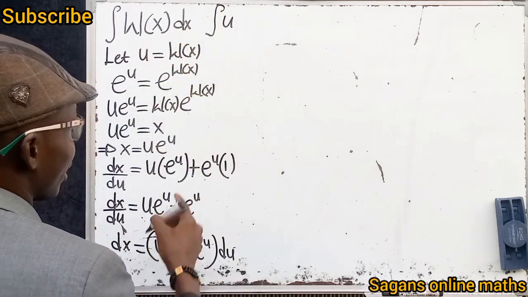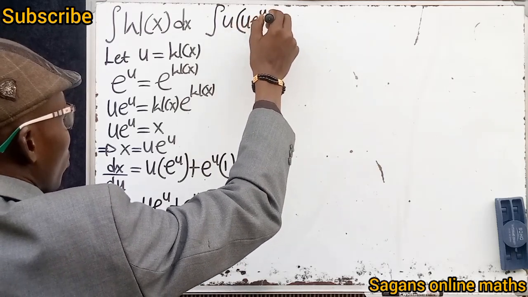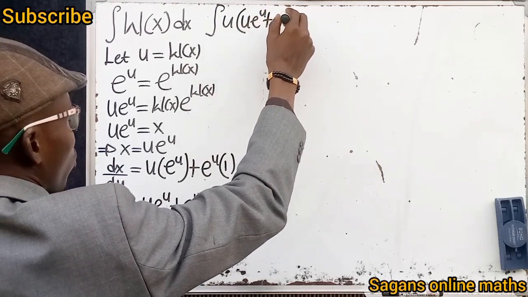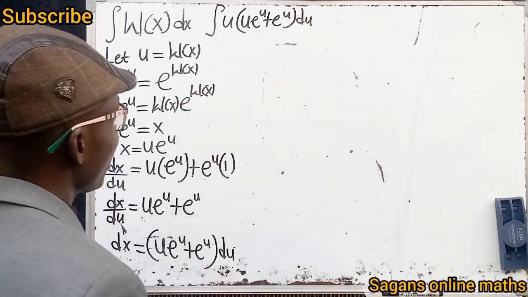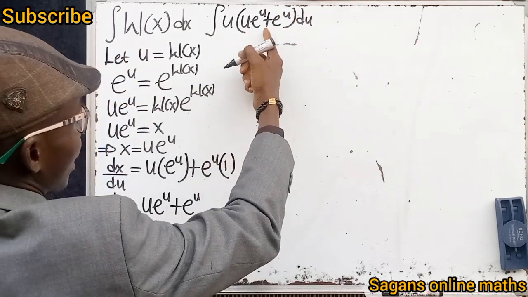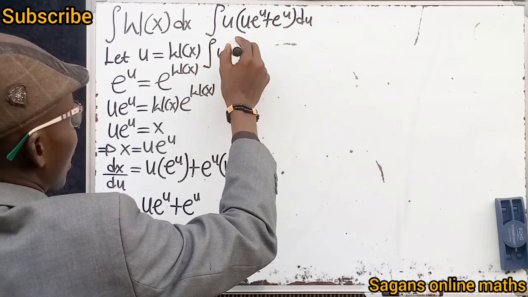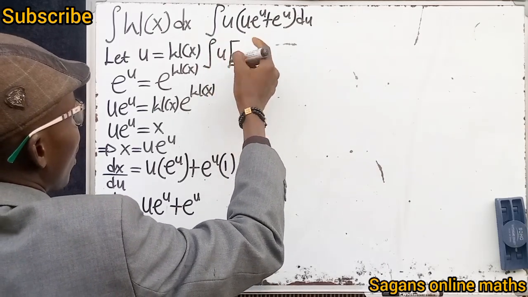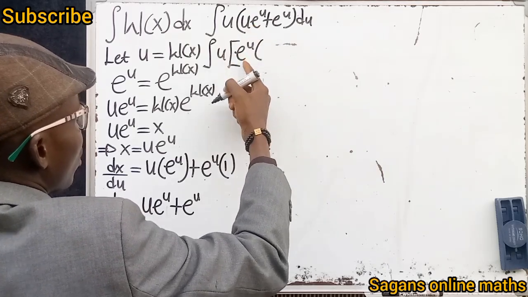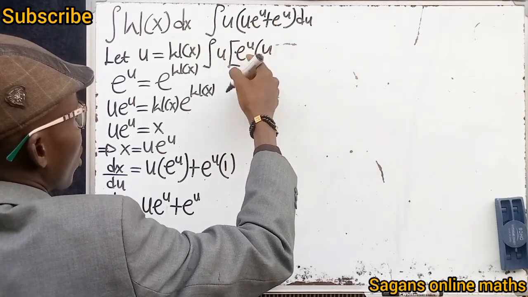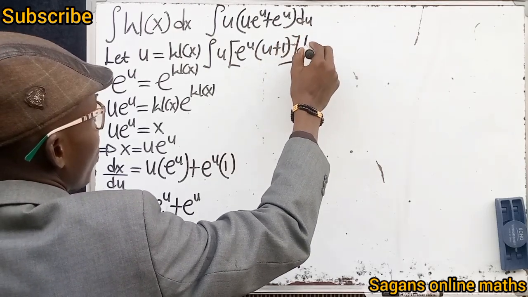Now what is dx? Look at the dx. The dx is u multiplied by e to the power of u plus e to the power of u, multiplied by du. Wow, this is amazing. Now let's factorize the parentheses. Note that this is the integral of u, then bracket, okay. Then from this we're going to have e to the power of u common. If we divide this by this, we're going to have u. If we divide this by this, we're going to have plus 1, okay, bracket close, du.